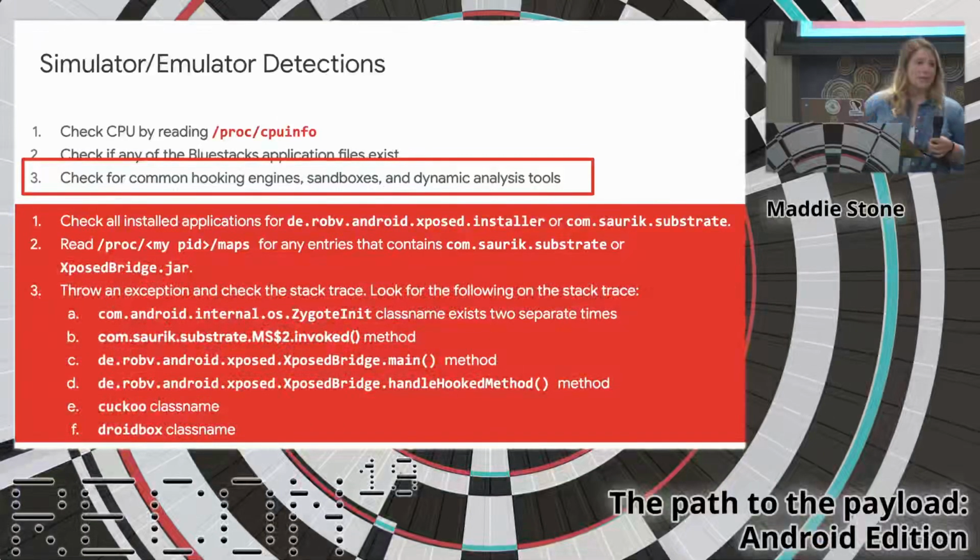And the last one is something that was pretty fun and interesting, is they purposefully throw an exception, get back the stack trace, and then look through the stack trace for these things. If any one of these are found, it's considered a fail. So first, they look to see if zygote is mentioned twice. Because normal zygote spawns everything, is the base of the Android operating system, and so it would usually only be spawned once, but in this case, they're seeing if it's been spawned twice. They look for a lot of Xposed and substrate methods, as well as then finally looking to see if there are any methods from Cuckoo Sandbox or Droidbox Dynamic Analysis Engine.